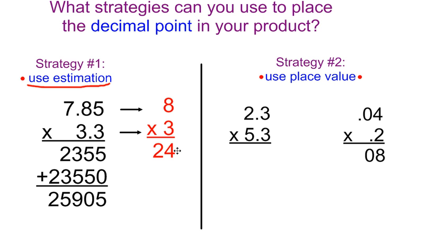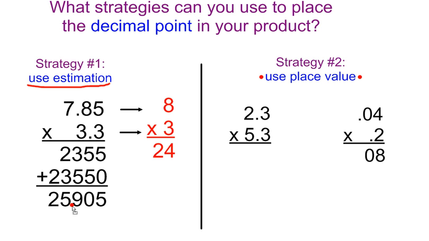I estimated my product to be 24, so I need to figure out where I can place this decimal point in order to make this product become a value that's close to 24. If I place it here, would that become a value close to 24? No, that's 2,590 and 5/10. That's not close to 24. If I move it here, now it becomes 259 and 5/100ths, and that's not close to 24. What if I place it here?